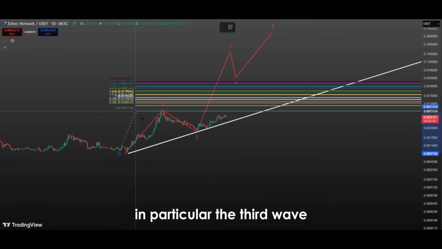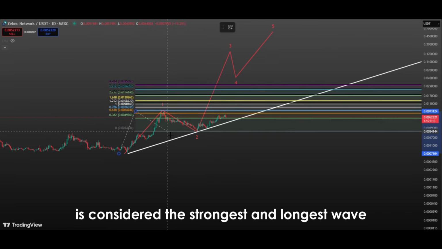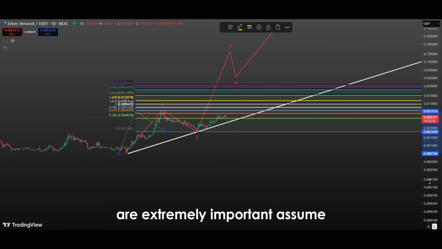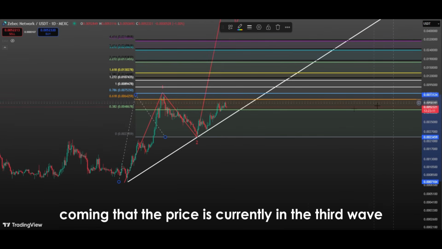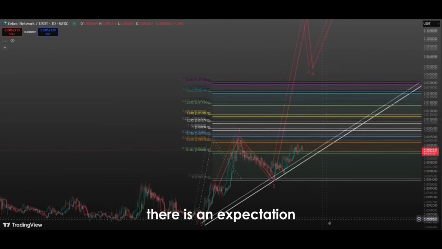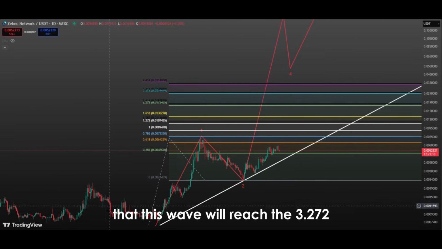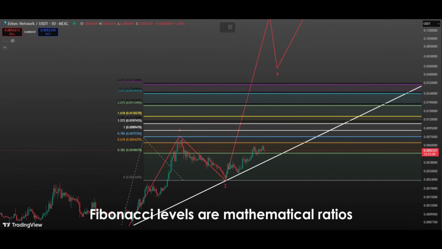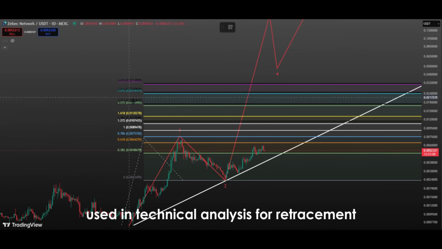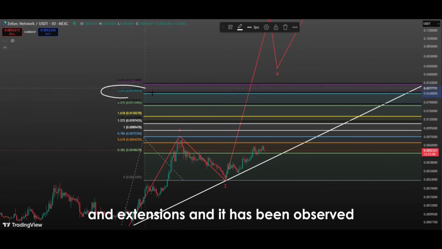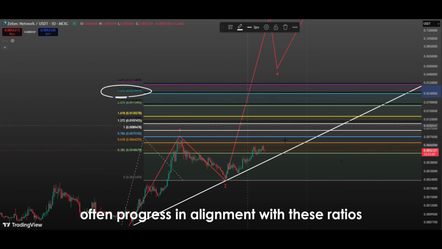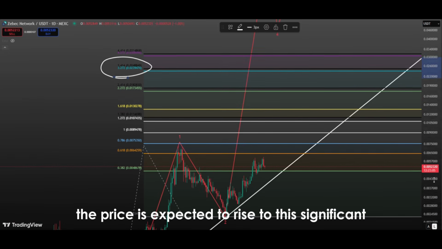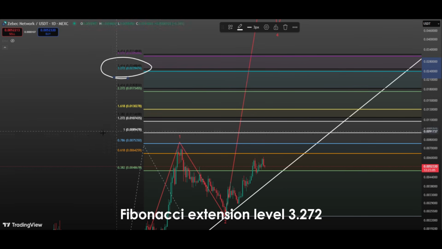In particular, the third wave is considered the strongest and longest wave in the Elliott wave theory. Therefore, analyses related to the third wave are extremely important. Assuming that the price is currently in the third wave, there is an expectation that this wave will reach the 3.272 Fibonacci extension level. Fibonacci levels are mathematical ratios used in technical analysis for retracements and extensions, and it has been observed that market movements often progress in alignment with these ratios. In the third wave, the price is expected to rise to this significant Fibonacci extension level, 3.272.